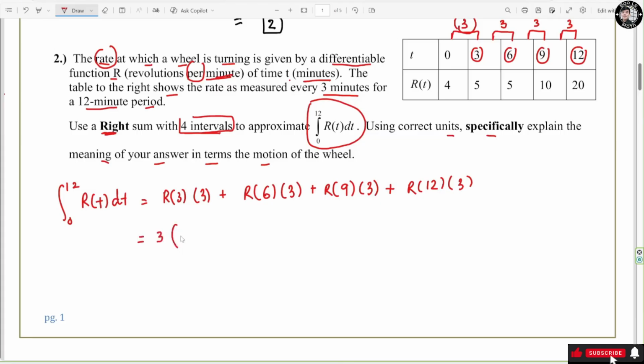Now I'm going to factor 3 out, right? So I have 3 times r of 3 equals 5 right here, right? Plus r of 6 equals 5, plus r of 9 equals 10. And the last one, r of 12 equals 20, right? And the final answer must be 120. Now, since this one is the rate, when you take the antiderivative of the rate, there's no more per minute. The unit should be revolutions only, so keep that in mind.